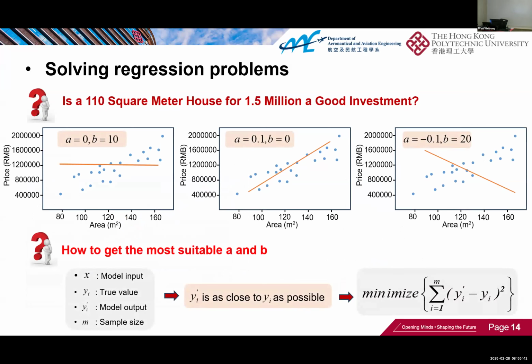For example, if you find the A and B parameters, then for any given X, you should predict yi hat. If A equals 0.1 and B equals 0, you get yi hat based on X. M is the sample size, meaning how much data you have. So yi hat should be as close to yi as possible. This is the predicted result, and yi is the true value.